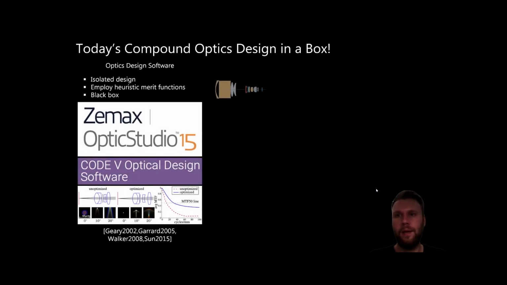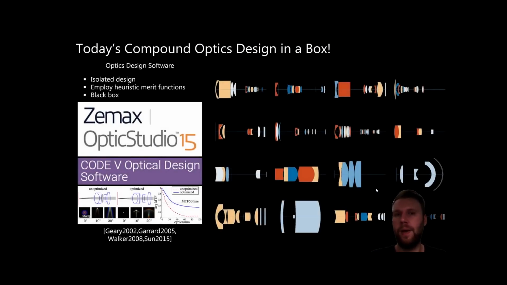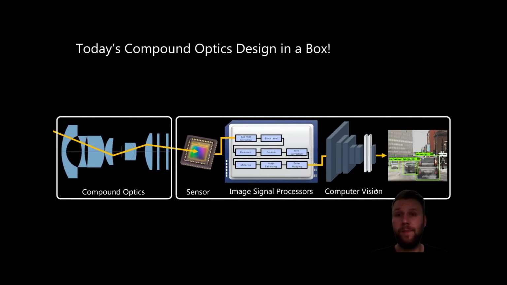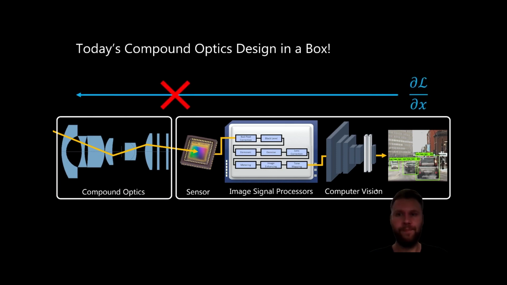And these compound optics design systems have a huge benefit that there's a very large set of default designs online, and they're easy to use. They employ a lot of heuristic merit functions and black box optimizers. Nevertheless, as with the ISPs and the sensors from before, these systems are non-differentiable and we cannot pass gradients through an optical design. So we cannot easily optimize a particular design for a downstream task.